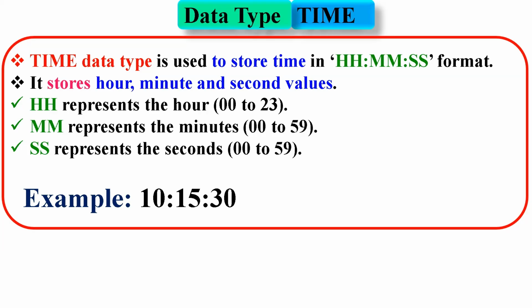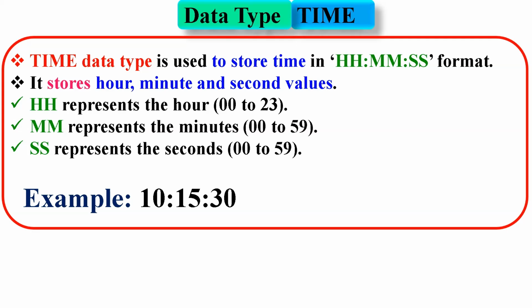The next data type is time. Time data type is used to store time in HH:MM:SS format. It stores hour, minute, and second values. HH represents the hour, 00 to 23. MM represents the minutes, 00 to 59. SS represents the seconds, 00 to 59.